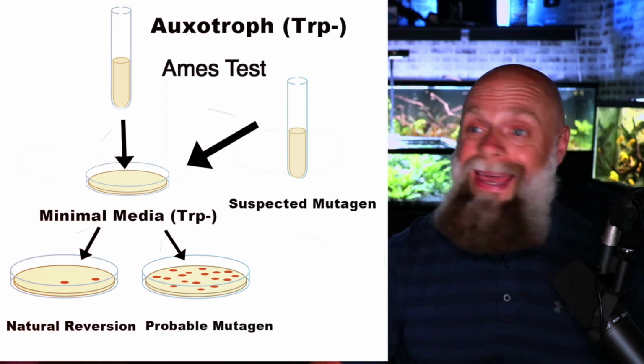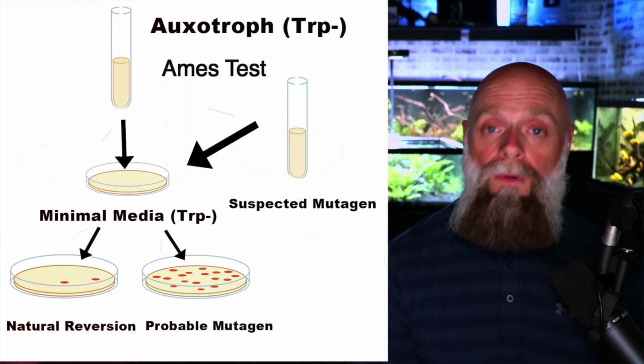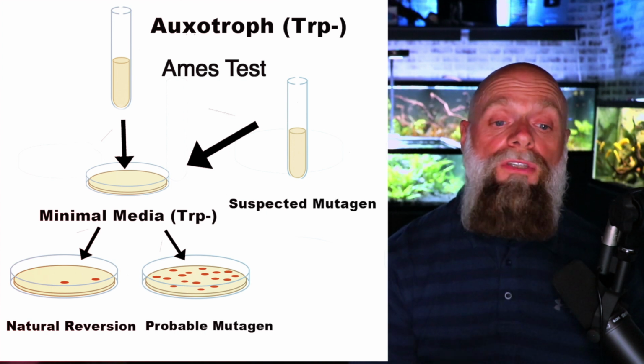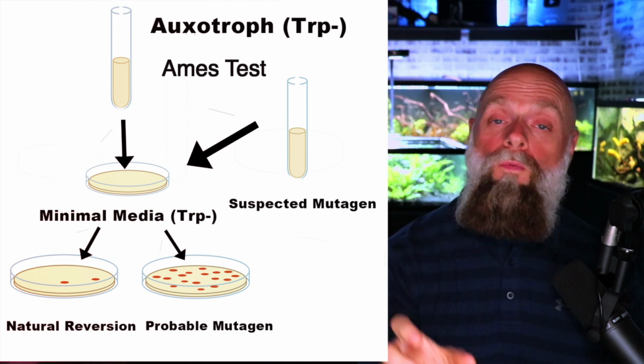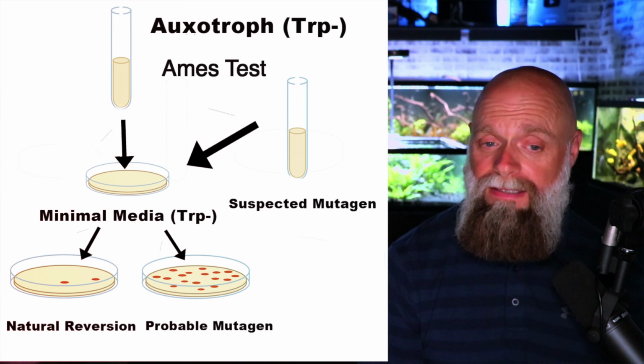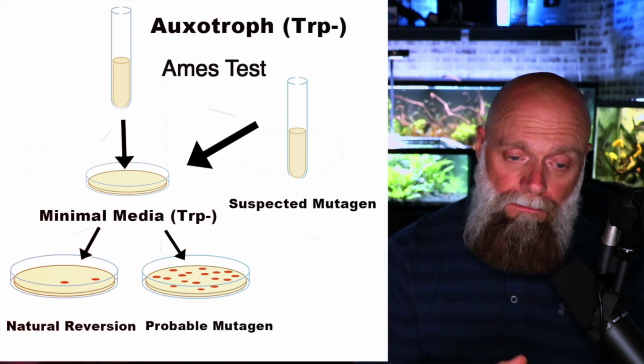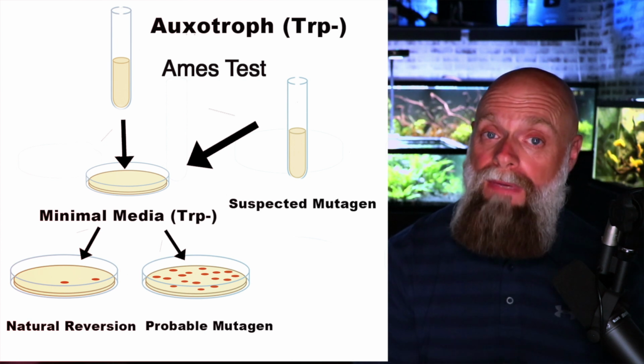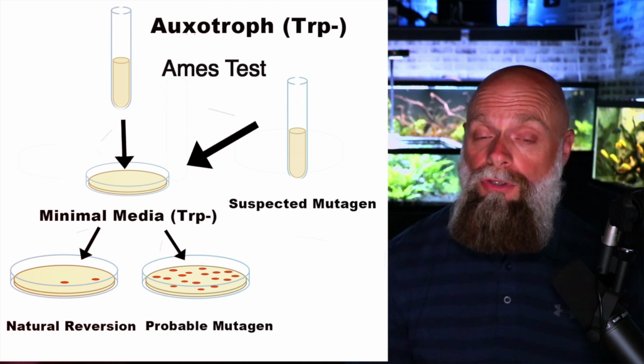You take it away, it cannot make it on its own, it will not grow. Okay, so now, next step is we're going to introduce that suspected mutagen. That's the tube on the right-hand side. And we're going to put that in the media, right? It's minimal media. The media itself is tryptophan deficient.